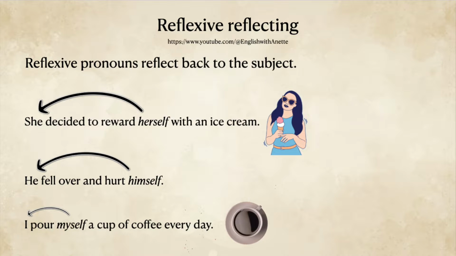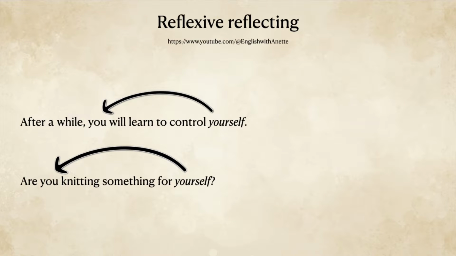Let me show you a couple more examples. After a while, you will learn to control yourself. Yourself reflects back to you. Are you knitting something for yourself? Again, yourself reflects back to the subject you.